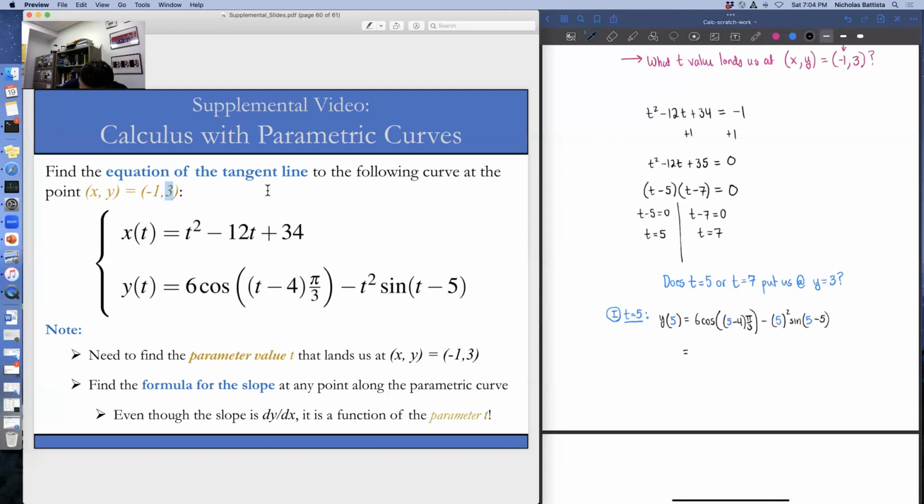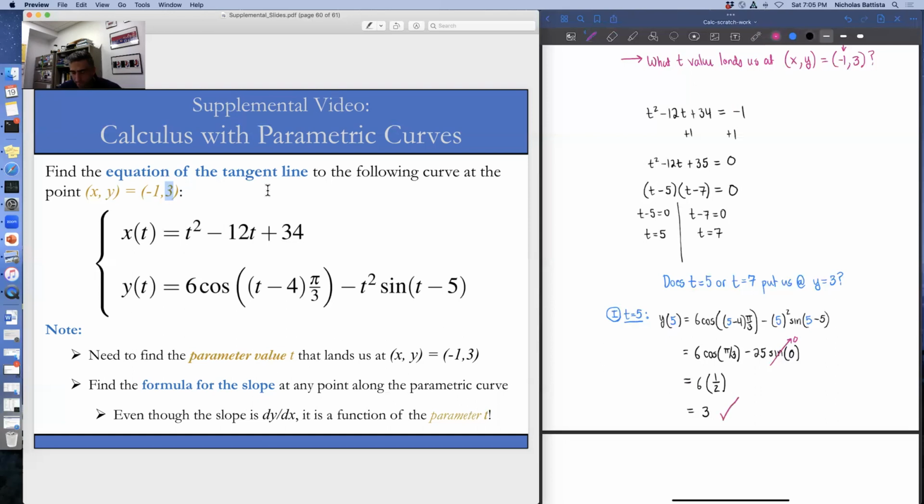All right, so we have 6 times the cosine of the quantity 5 minus 4 times pi over 3. Well, that just gives us 5 minus 4 is 1. So we have 6 times the cosine of pi over 3. And then we have minus 25 times the sine of 0. And well, sine of 0 is equal to 0. So this whole thing just looks like 6 times the cosine of pi over 3. And well, cosine of pi over 3 is equal to 1/2. So we have 6 times 1/2, which is equal to 3.